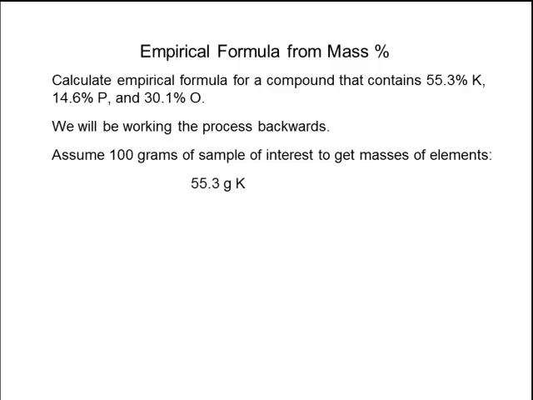If I know 14.6% is phosphorus, I know I have 14.6 grams of phosphorus. If 30.1% is oxygen, then I know I have 30.1 grams of oxygen. So assuming 100 grams of sample is just a simple way of getting those starting masses. We can just use the percentages that we have. But pay attention to writing down those units, because they're no longer percentages, they're grams.